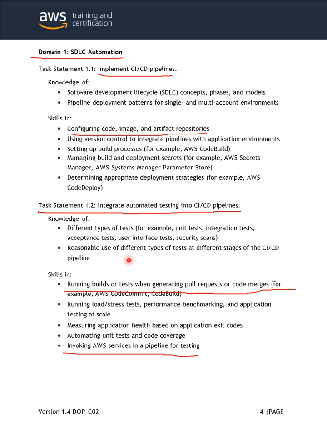The second task is integrate automated testing into CI/CD pipelines. So at least the candidate should understand running build or test for pull requests or code merges. AWS has different DevOps services. So we have AWS CodeCommit, CodeBuild, CodeDeploy, and CodePipeline.